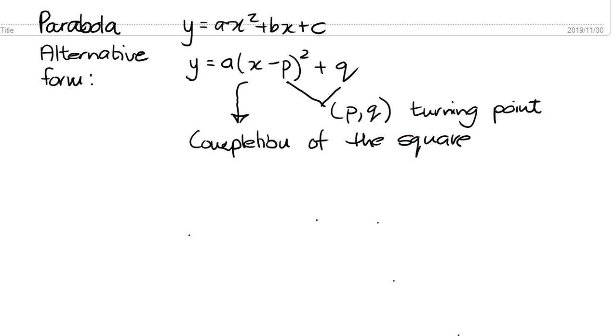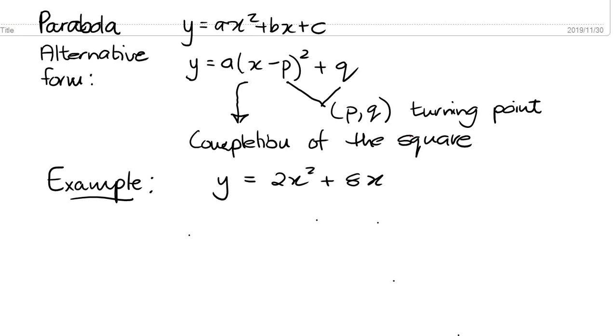Because how do I manage to get my equation into that form? Well, I think the easiest is to actually look at an example. And I'm going to look at the example where y is equal to 2x squared plus 8x plus 7. Okay, now the way I go about doing it is I take out the 2 as a common factor out of the first two terms.